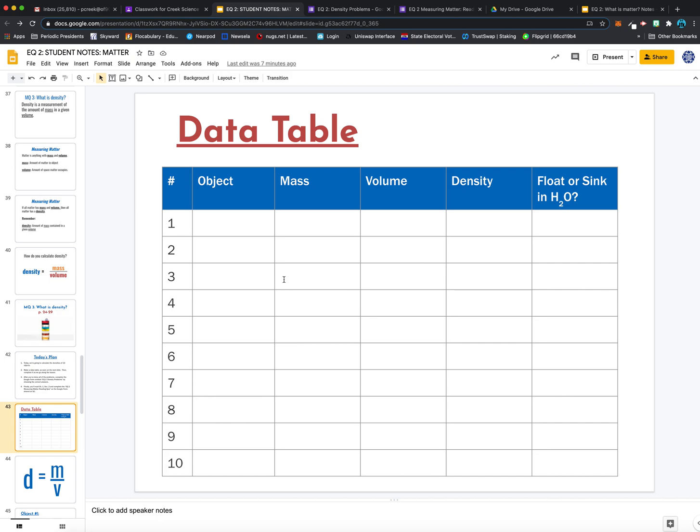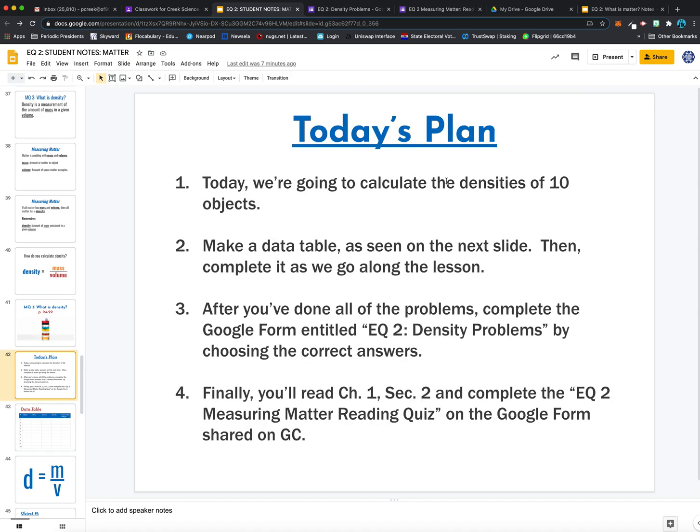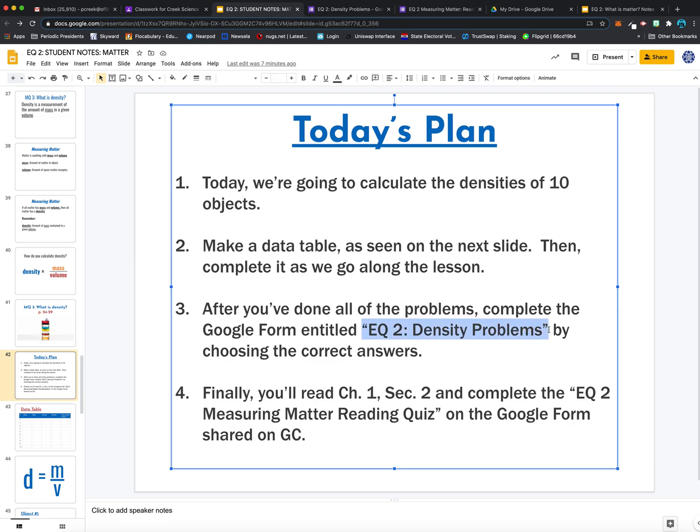And remember, once again, look at today's plan just as a recap. We calculated the density of those 10 objects. You made a data table, right? And that should be completed by this point. Now you're going to go to Google Classroom. You're going to find this EQ2 density problems. It should make sense now. If you look at that form, you're going to choose the correct answer that you came up with from 1 through 10. If you didn't come up with the exact right answer that I came up with, choose the closest one, all right? And you'll see a score that you get on that for accuracy on your problems there.